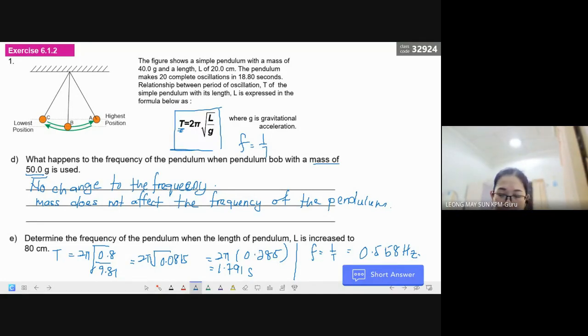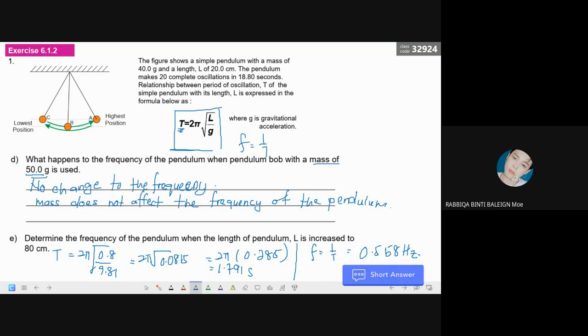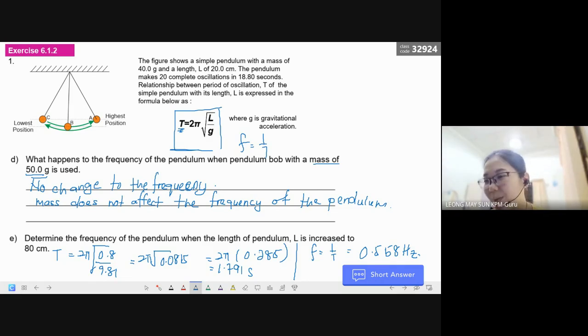Rabika, did you get the same answer? I actually forgot to get frequency, but it's 0.56. Okay, 0.56 is acceptable. Two decimal places or a maximum of 3 decimal places is acceptable, as long as the unit is correct. All right, so the rest of you, please copy this down or screenshot this because I'm going to go to the next slide already.